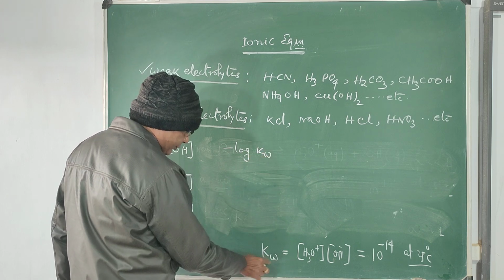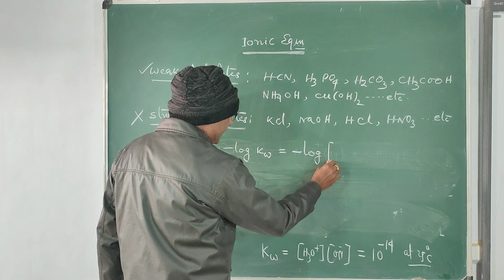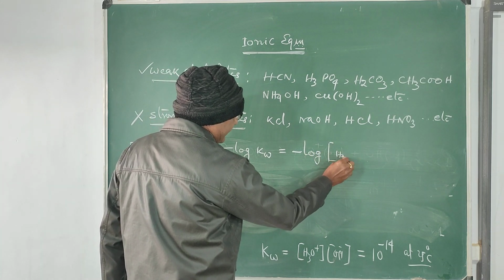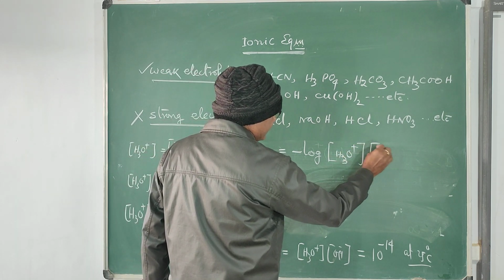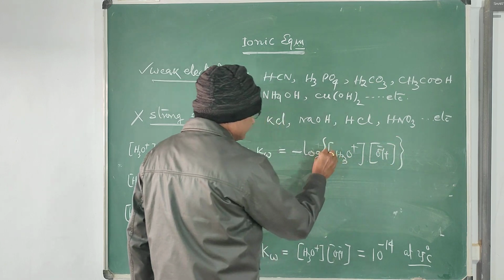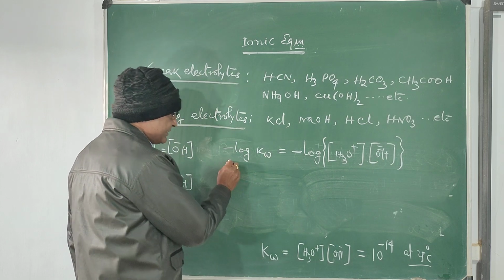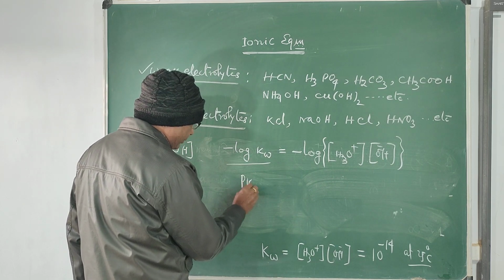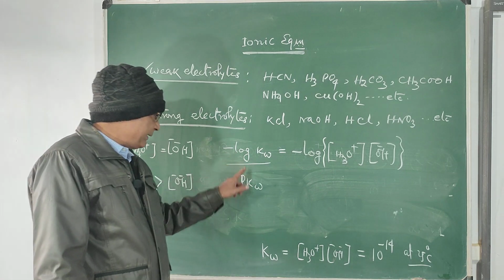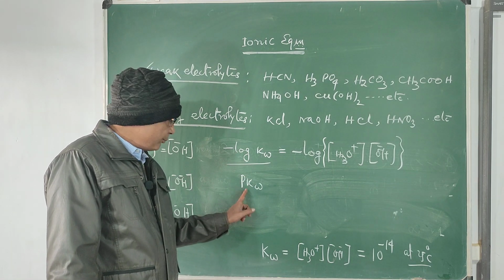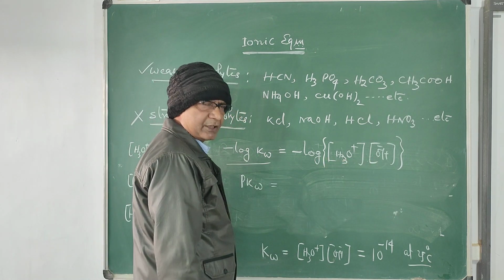Now for Kw, on both sides we are taking the negative logarithm of hydronium ion concentration times hydroxyl ion concentration. See here, we have taken negative log on both sides. Now this is denoted by pKw. So what is p? p is the negative logarithm of Kw. So pKw.